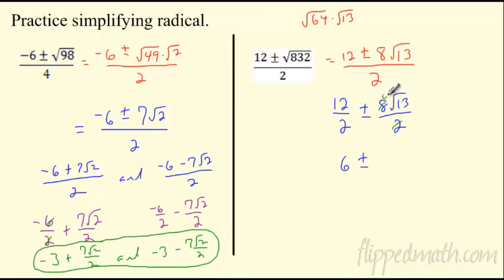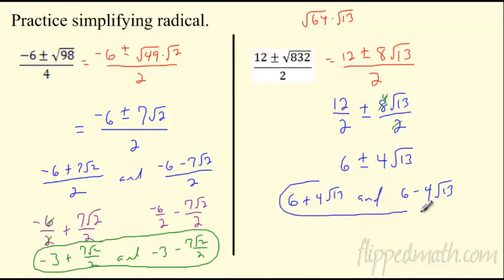2 goes into there 4 times. So in this case, they both kind of reduce. This turns into 4 radical 13. And that's a great answer right there. If you had to split it up, it'd be 6 plus 4 radical 13 is one answer, and you've got 6 minus 4 radical 13. So sometimes that splitting it up helps you out. Sometimes it doesn't reduce at all, but we can split it up and hopefully good things happen.